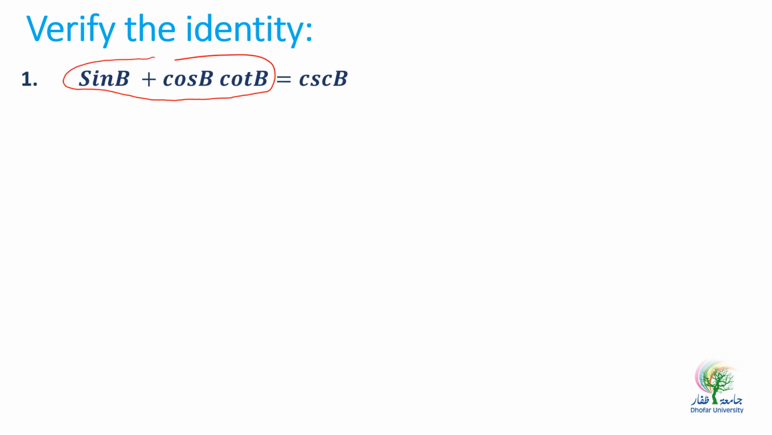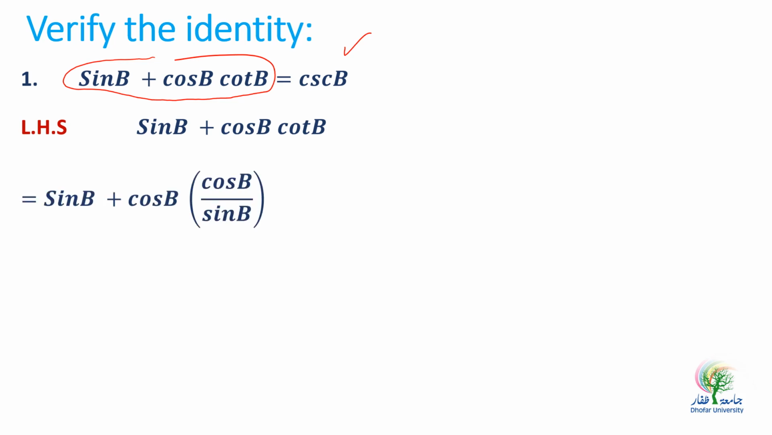Verify the identity. Question number 1. Sin b plus cosine b cotangent b is cosecant b. Whenever we verify or prove, we take one side. We will take the left hand side. The left hand side is sin b plus cosine b cotangent b, and we will prove that it is equal to cosecant b. So how? Let us start.